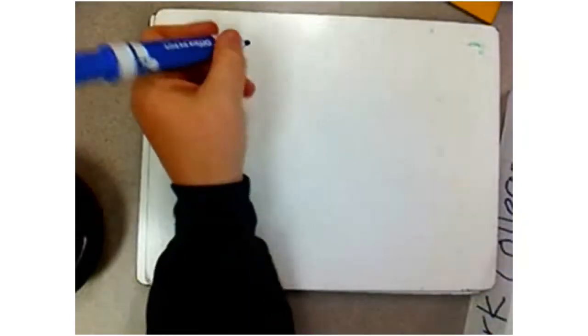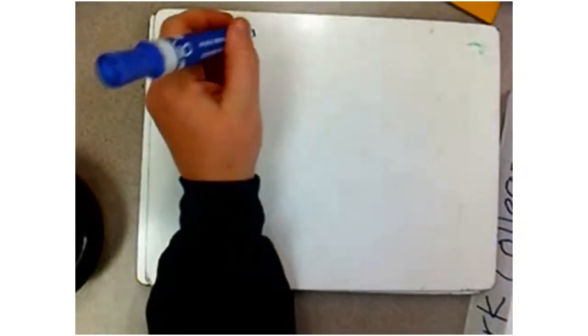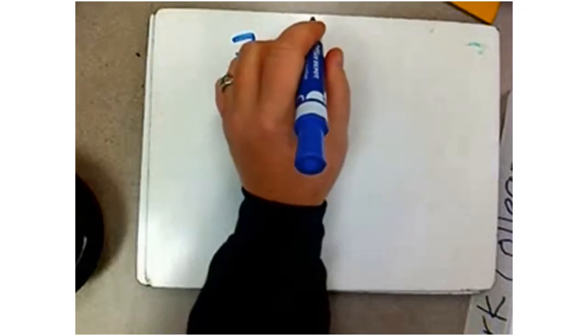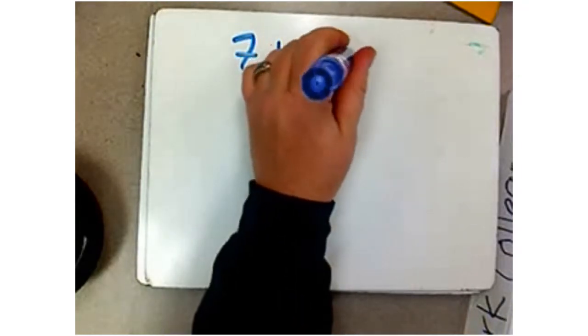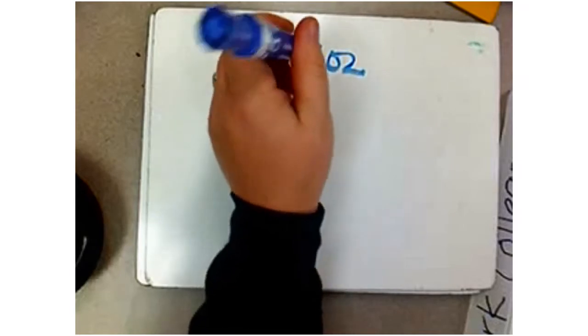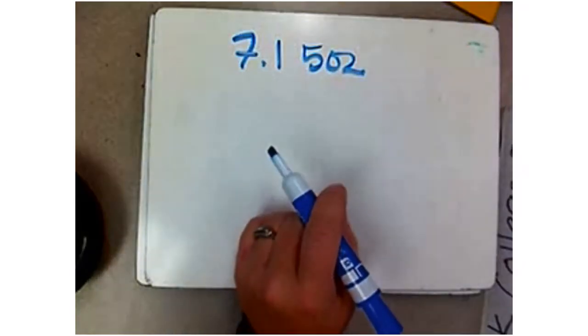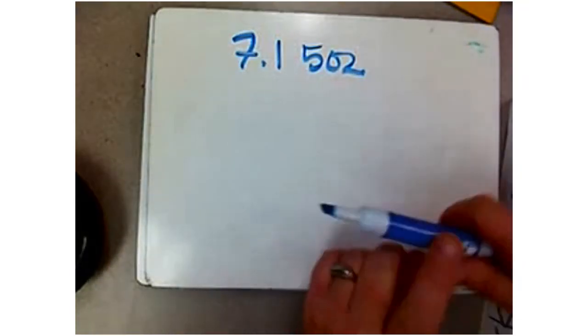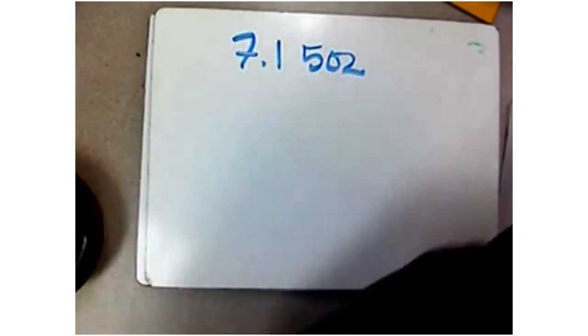All right, this is a recording for CAP045. This is going to be section 7.1. It begins on page 502 in your pre-algebra text for CAP045.